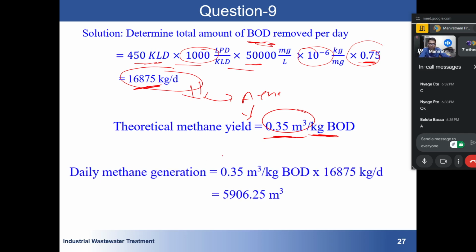So methane formation will be 0.35 into 16875, so methane formation will be 5906.2 meter cube. Any doubt here? Any doubt? No.